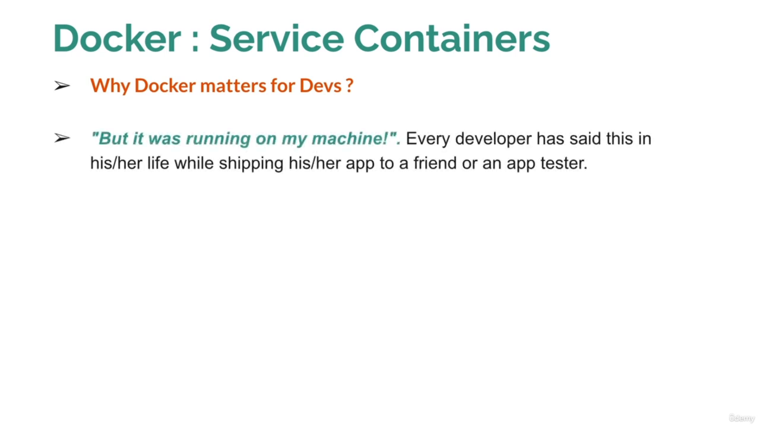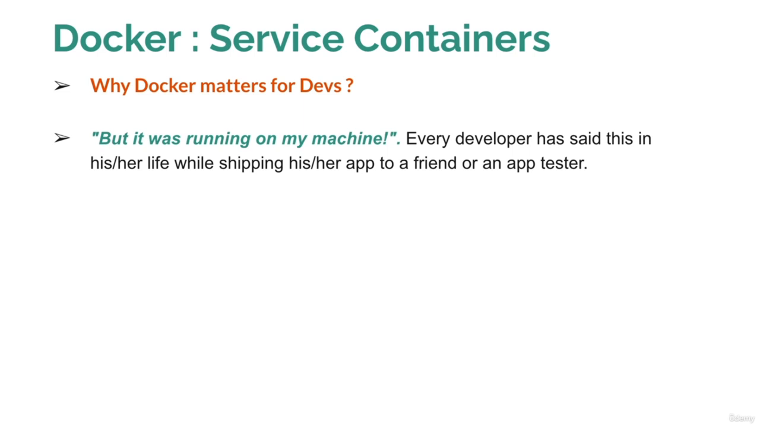This is a very famous statement, and I believe you have either heard it in your career or already said it to someone else: but it was running on my machine. Generally, software developers use this line when the application breaks on someone else's machine, either their friend's machine or the software tester's machine. And I believe every developer has said this in their life while shipping the app to friends or the tester's machine.